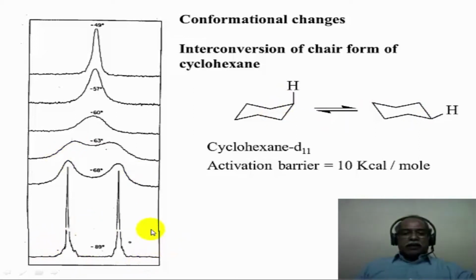Now, let us go to the other extreme. When the sample is cooled to minus 89 degrees Celsius, for example, what happens is you see two signals, one corresponding to the equatorial state of the hydrogen, which is at the higher delta value. This is about 1.6 delta ppm in terms of the chemical shift value, and the other one, which is coming at a lower delta value, corresponds to the axial position hydrogen, which is about 1.2 delta ppm or so.